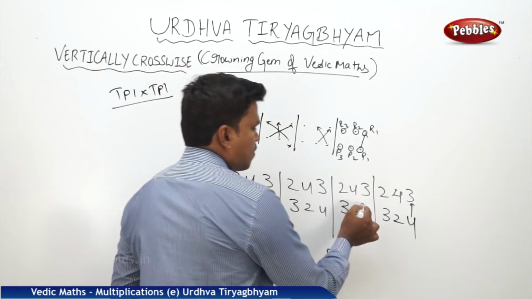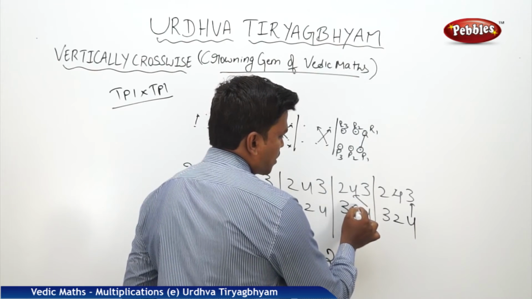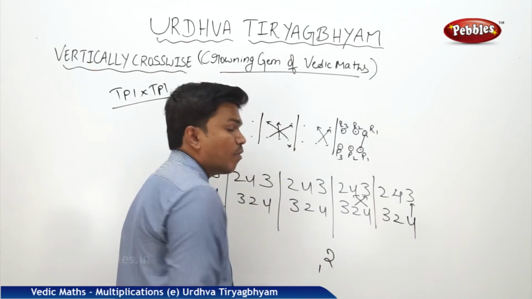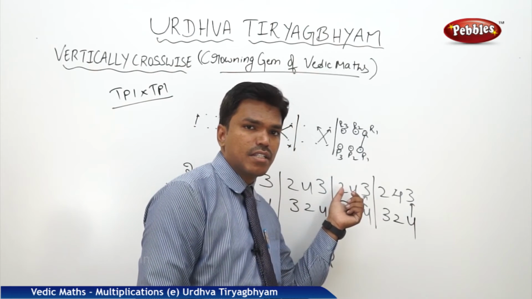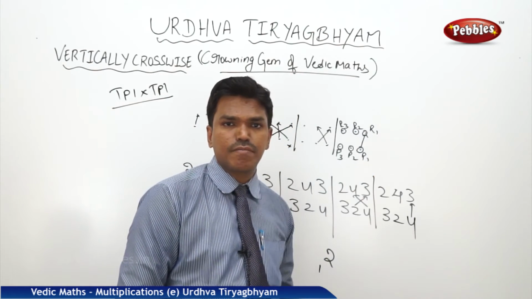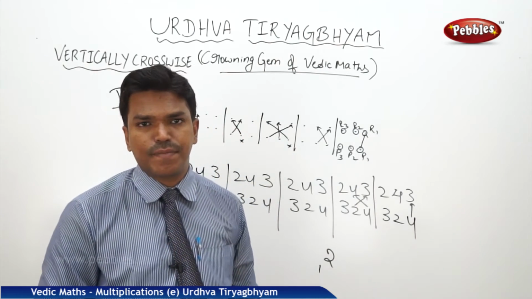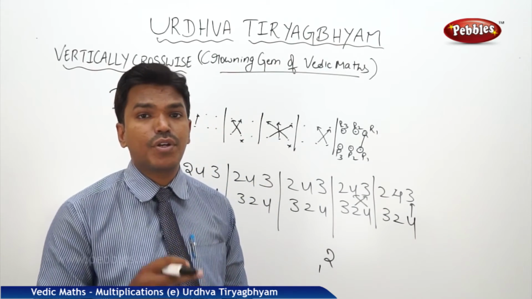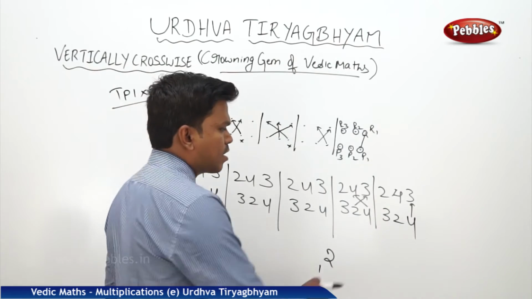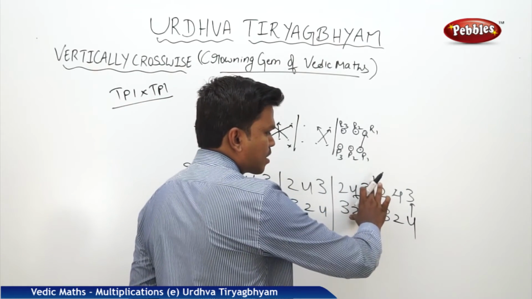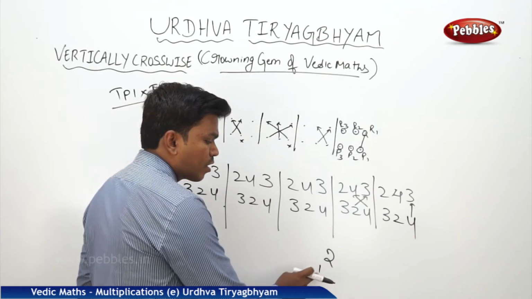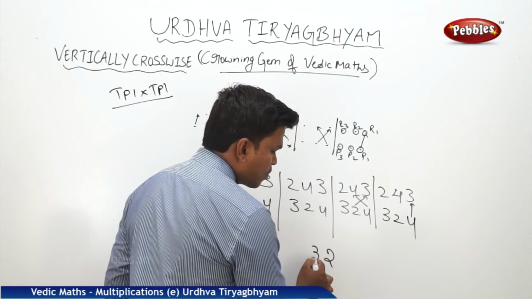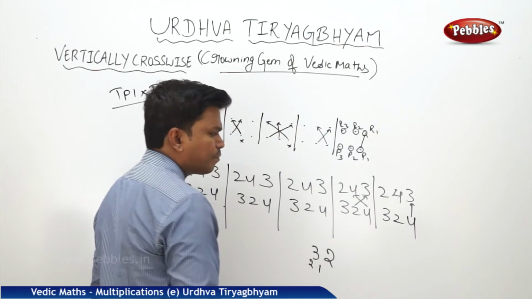Now first goes to second and second goes to first, which means you need to multiply the first digit with the second digit and the second digit with the first digit. You need to cross multiply, and after cross multiplying you need to add the products also. Now let us see. 4 4s are 16, 3 2s are 6. 16 plus 6 is how much? 22, and you should not forget the carry. 22 plus 1, 23. Drop 3, carry 2.